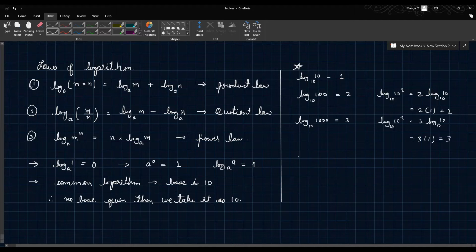Now what if you have numbers less than 10? Say 0.1. 0.1 is 10 raised to minus 1. So that is minus 1 times log 10 to the base 10. Minus 1 times 1, that is minus 1.